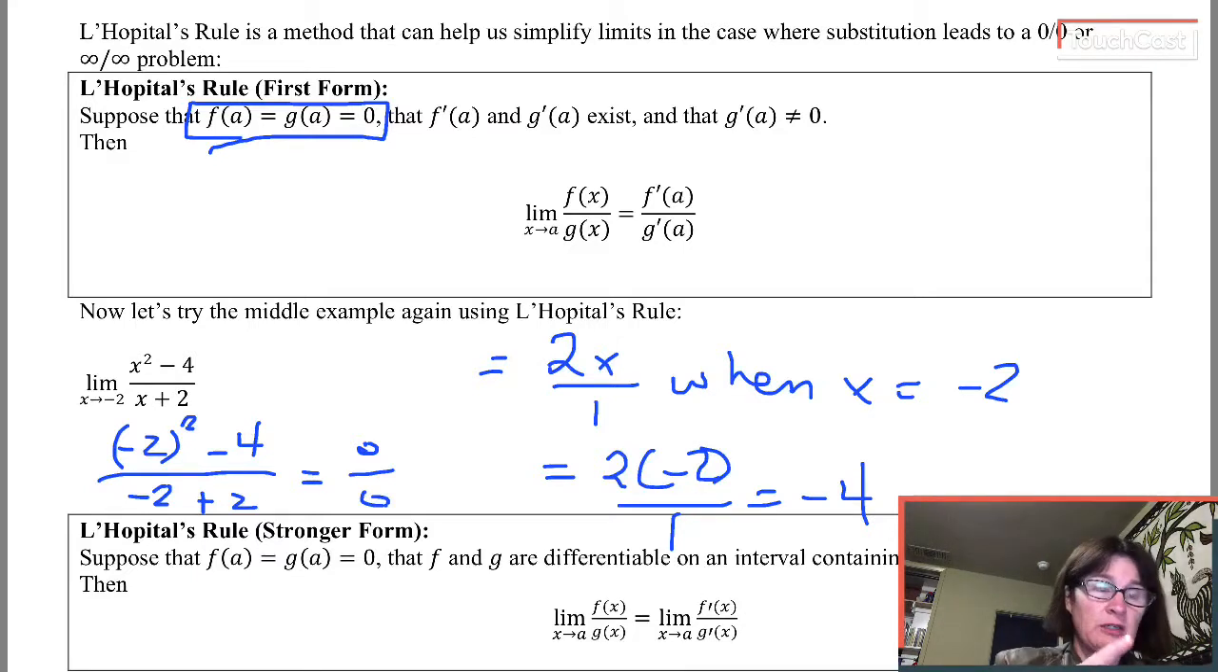You just have to make sure that you check the hypotheses, the suppose-that parts, have to work. So if substituting in gave you 0 over 0, and the derivative of the top and the derivative of the bottom both exist, then you can find the derivative of the top with a plugged in divided by the derivative of the bottom with a plugged in. And that will give you the same result, the limit.